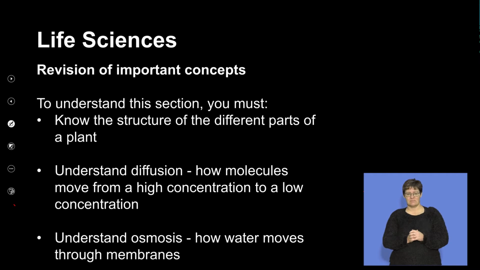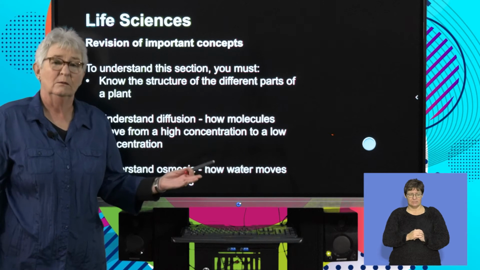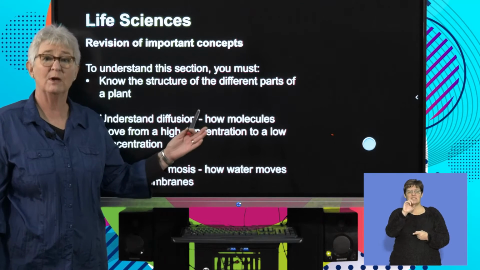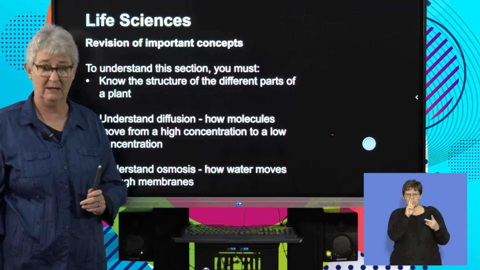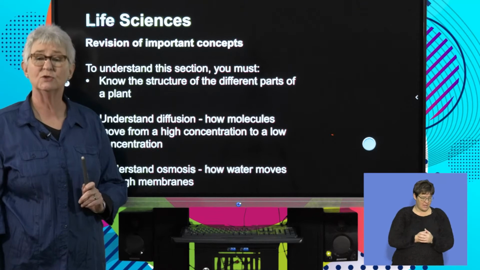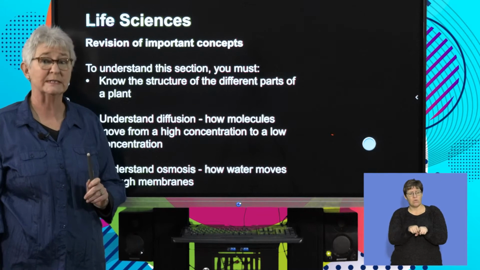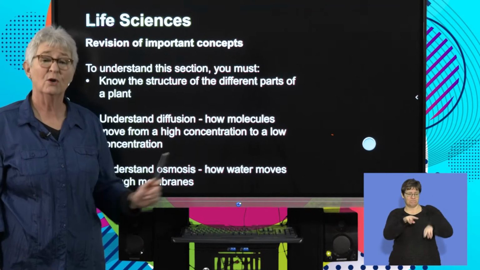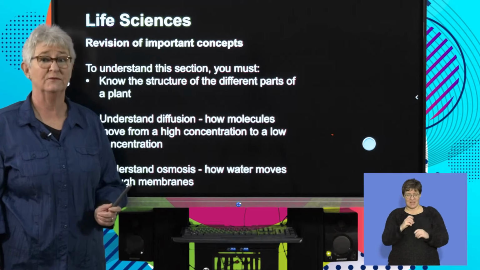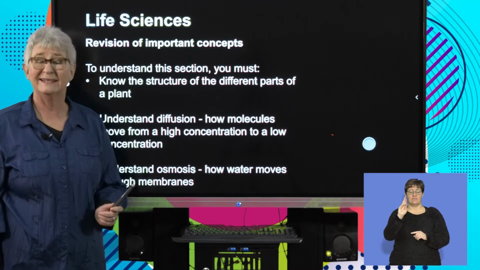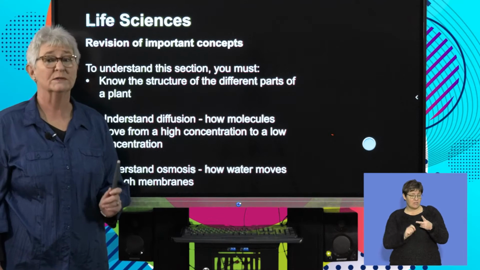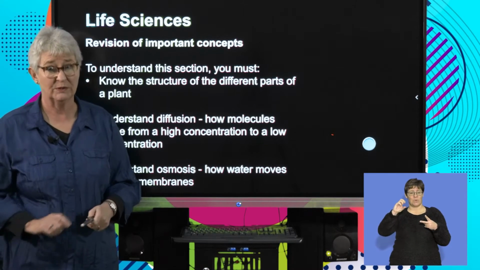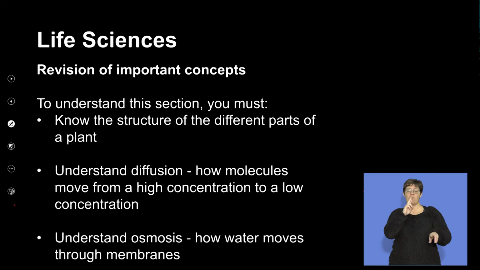To be able to understand this section, you need certain basic concepts from the lessons we've done in the past, namely, what types of tissues do we find in a plant, what do they look like, where they're found. But we also need to revise certain concepts from cells, which is a process called diffusion, and another process called osmosis, which I will revise with you in a short while.